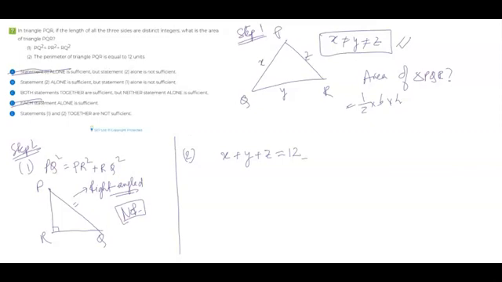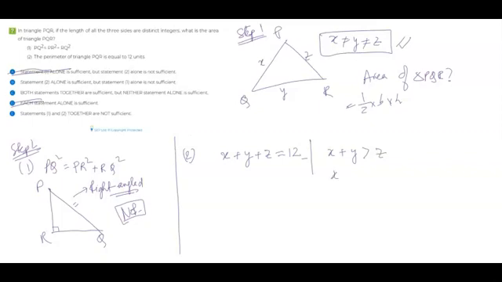Well, if you think carefully, you should be able to remember that we know the sum of two sides is always greater than the third side, right? This is the property of any triangle: the sum of two sides is greater than the third side. Now you have x plus y plus z is equal to 12.